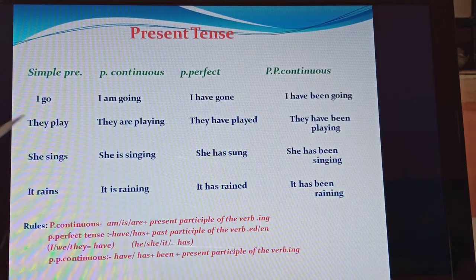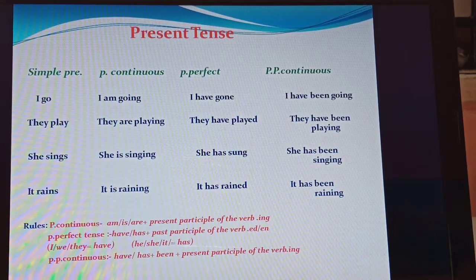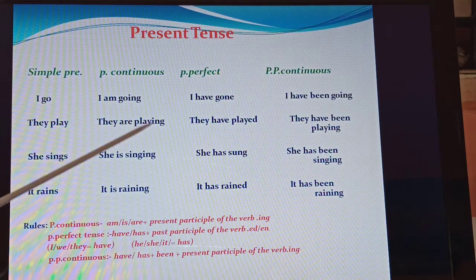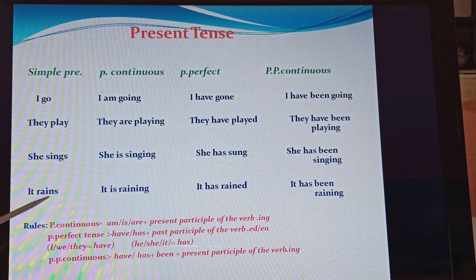Now same thing we change into present continuous. Present continuous is what? When the action is going on. Go to going. Play to playing. See, action is still going on. They are playing. Sings, singing. Rains, raining. Cooks, cooking. Works, working. Writing. All these things you can add for present continuous.